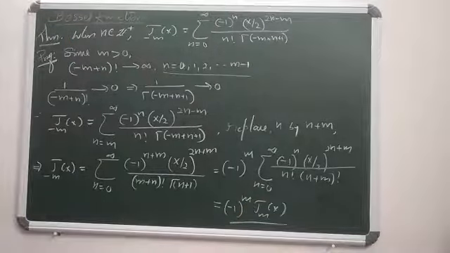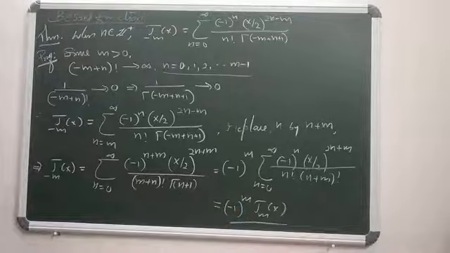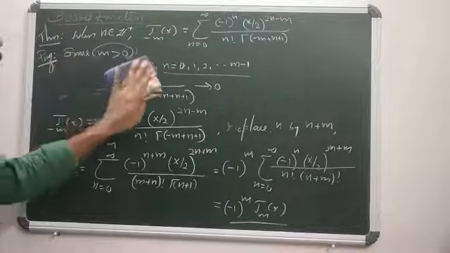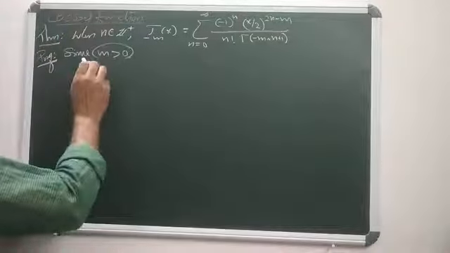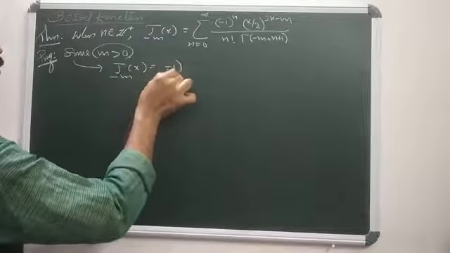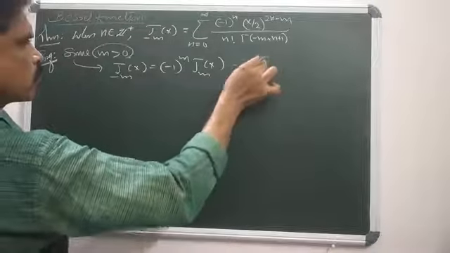So J_{-m}(x) equals (-1)^m J_m(x). This happens when m is positive. When m is positive, we know that J_{-m}(x) is (-1)^m J_m(x). So it's the first result.